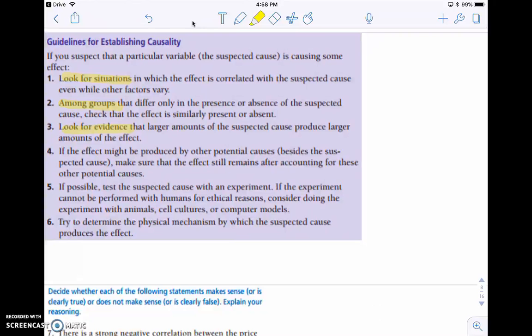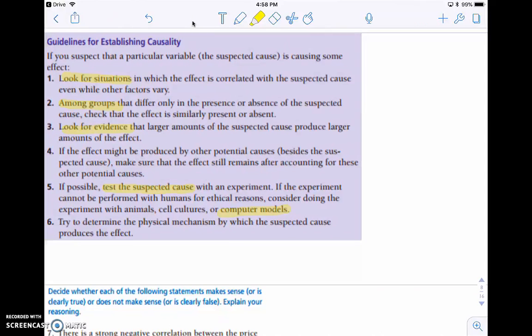Then if it's possible, now we want to actually test the suspected cause. We want to get down into the scientific level with the experiment, and see if it can be performed, unless it can't be performed on humans for ethical reasons. A lot of people do it on animals. Mice and rats tend to be ones that they use, to test drugs and other certain things, or computer modeling for other things is up and coming pretty big.